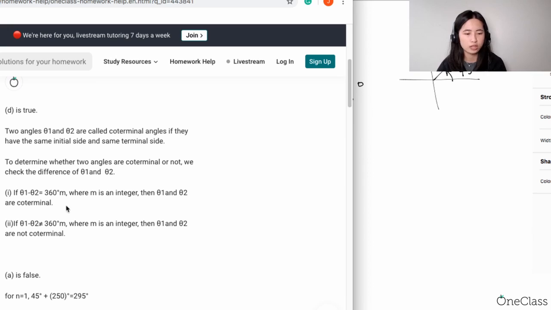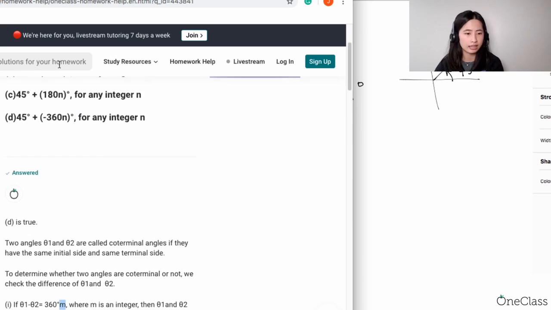And it says when you subtract the two, you get 360m, where m is an integer. And if it's not equal to a multiple of 360, basically it's not coterminal. So when they say you have an m over there, what that means is it needs to be a multiple of 360. That's why you have an integer. So in that case, it could be 360 degrees times 2, which would be 720. If the two angles differ by 720 degrees, it's still going to be coterminal.